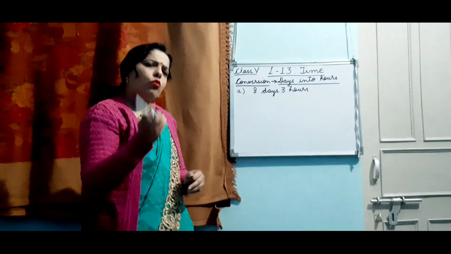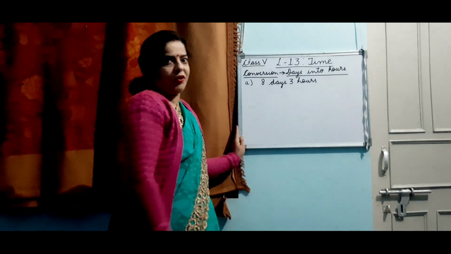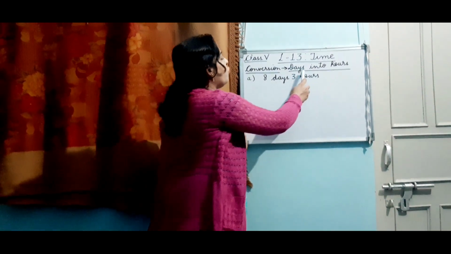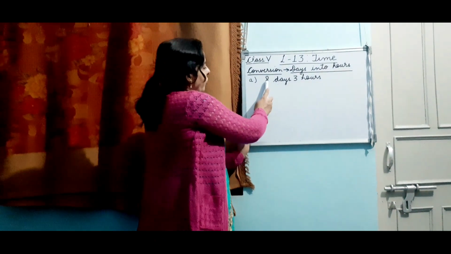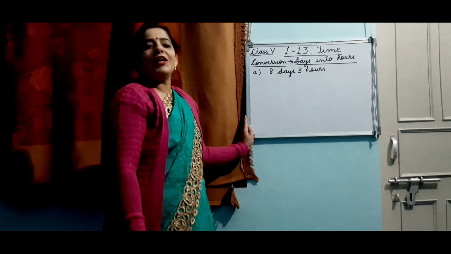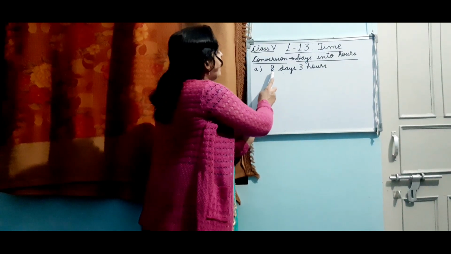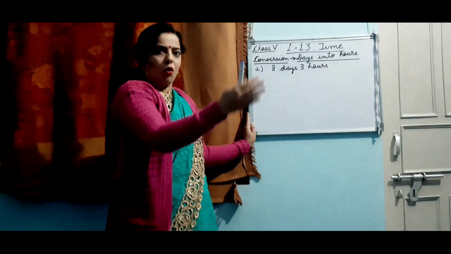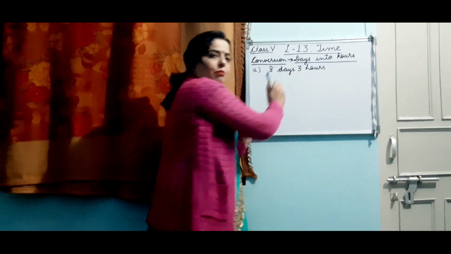Now what to do if days and hours both are given in the question and we are supposed to change it into only hours? Here the question has the bigger unit and also the smaller unit, and you have to convert it into only the smaller unit. So remember this: we will change only the bigger part into smaller, and to whatever answer comes, we will add the smaller part.